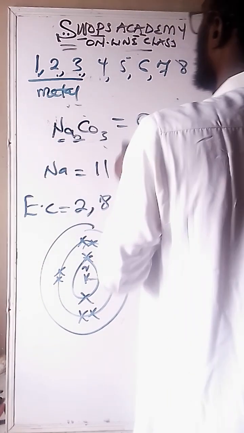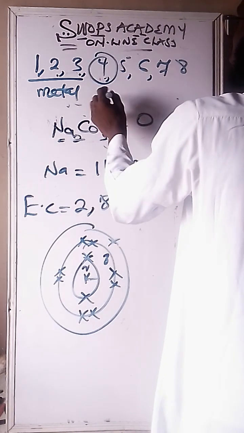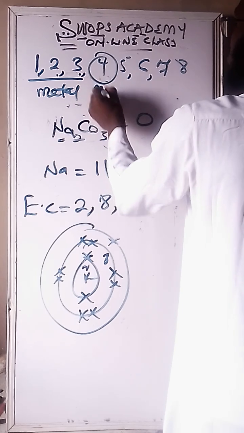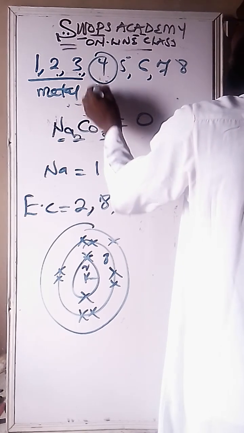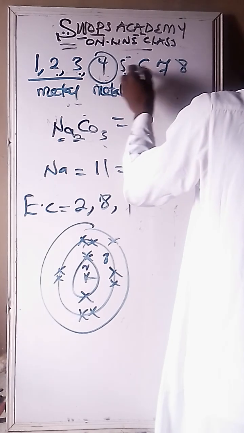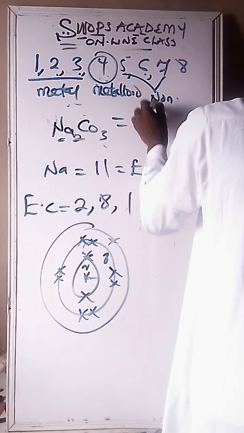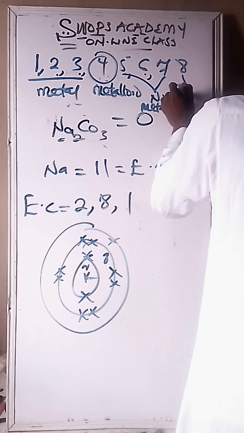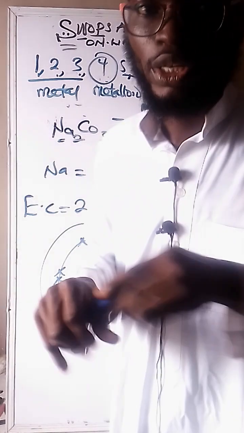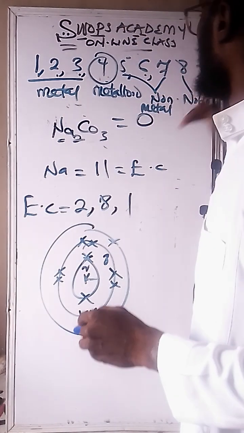Know that 1, 2, 3 is what we call metal. You can use that. 4 is what we know as metalloid. Don't mind me, metalloid. 5, 6, 7 is what we call non-metal. 8 is what we call noble gas. Please try and note that: the use of 1, 2, 3 in order to know metal, metalloid, non-metal, noble gas.